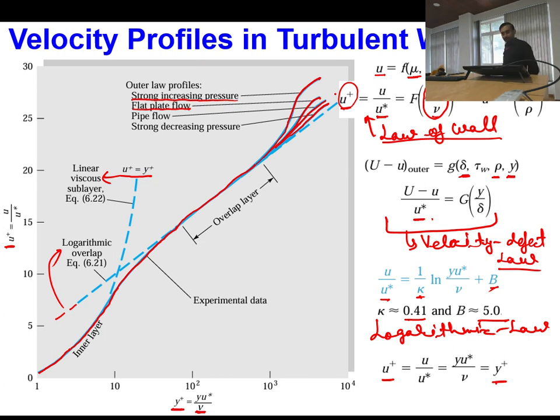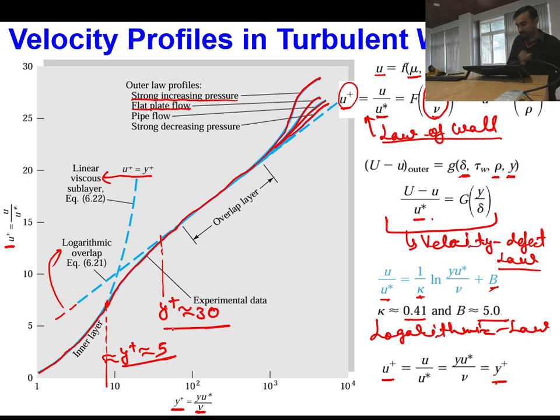Is this point clear? So one important thing I can say over here is that up to the y plus value of nearly equal to 5, my experimental measurement is completely matching with the linear viscous sublayer law. Is this point clear? And somewhere y plus close to 30, my experimental measurement is exactly matching with the logarithmic law or overlap law. Is this point clear?